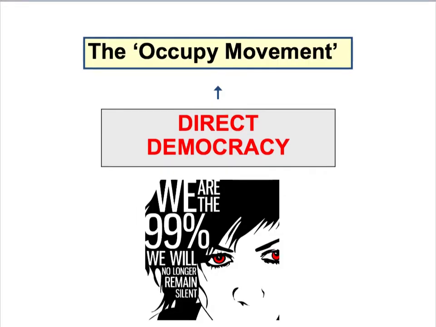Although modern states cannot really be characterised as direct democracies in any meaningful sense, there are examples of new social movements, so political protest movements, who have tried to practice the principles of direct democracy. And an example that we'll look at in more detail in class is the Occupy movement that emerged in New York in the autumn of 2011 and spread to many other cities around the world.